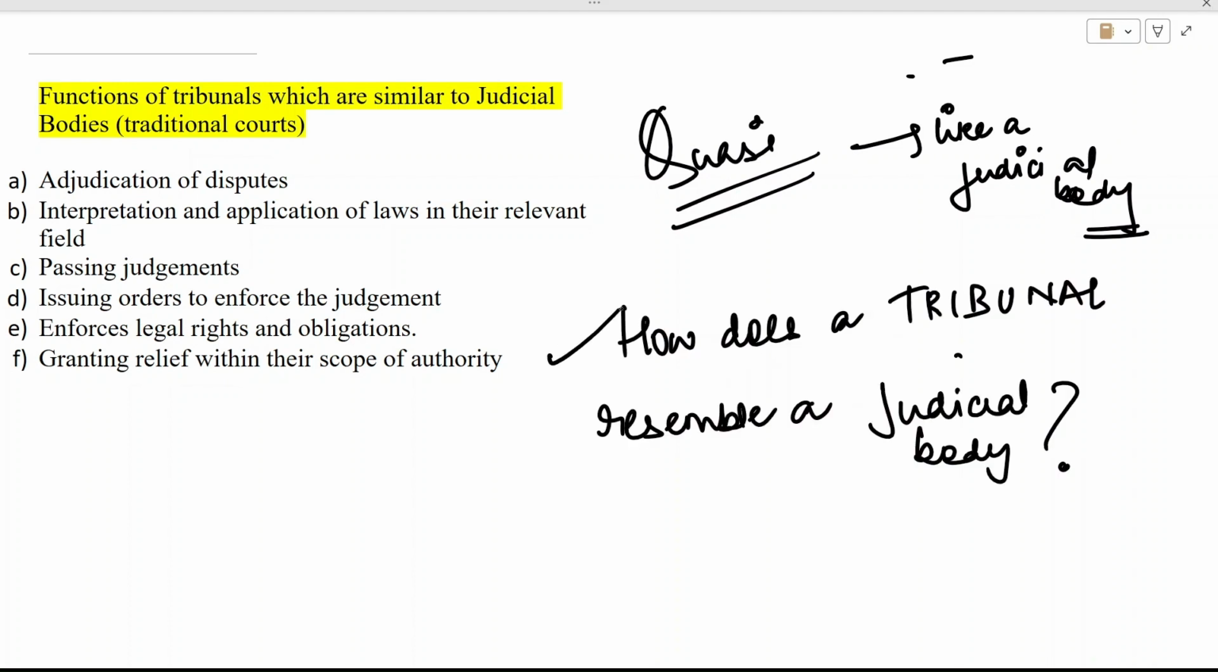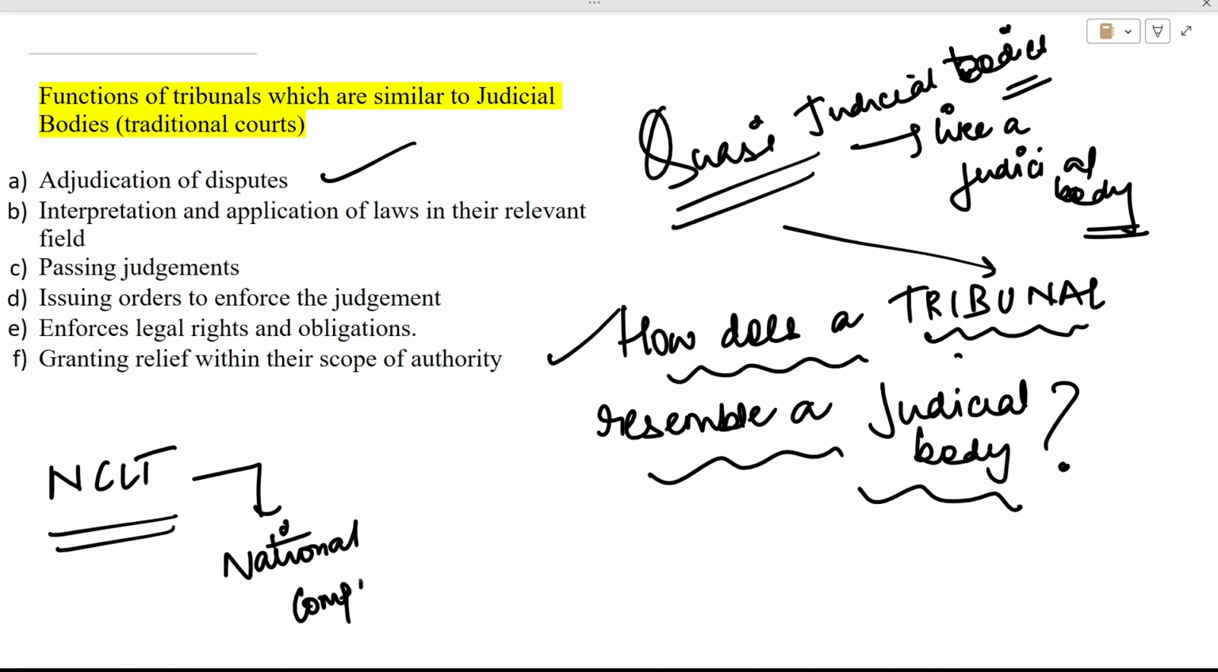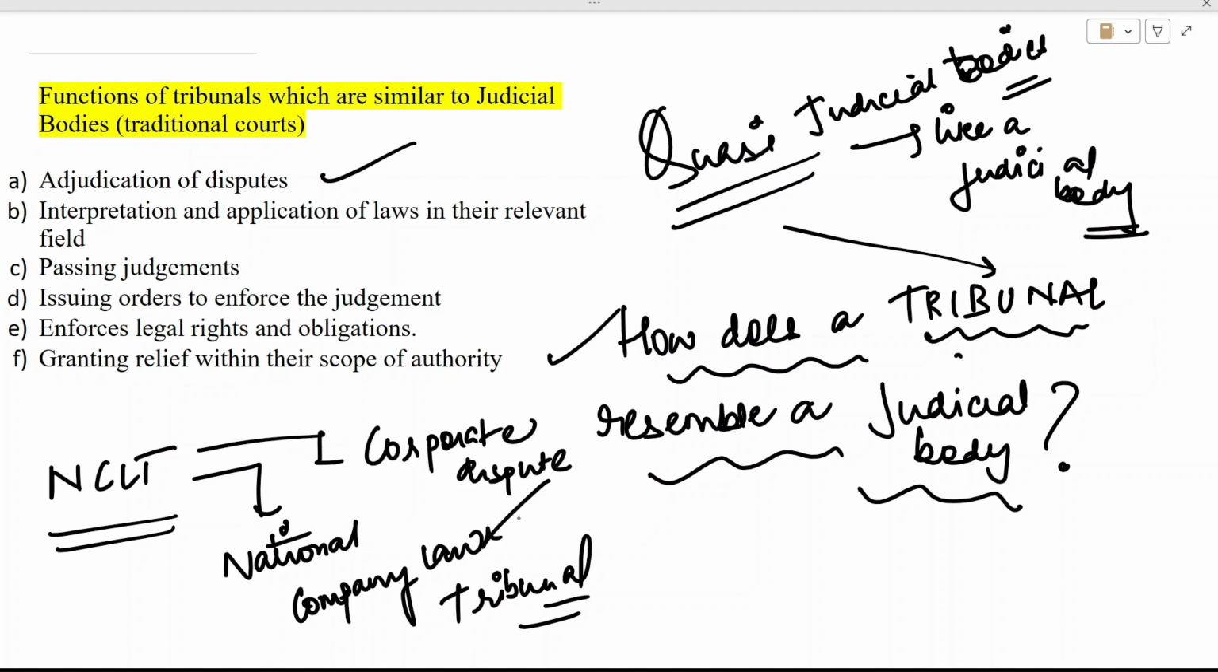Same question can also be phrased as, how does a quasi judicial body resemble a judicial body? Keep it in mind that when we are talking about tribunals, tribunals are what? Quasi judicial bodies. So first of all, adjudication of disputes. Of course, if a dispute goes to NCLT, National Company Law Tribunal, any corporate dispute can go to the NCLT, and the NCLT will adjudicate the dispute just like a normal court. So that is how a tribunal is similar to a court.